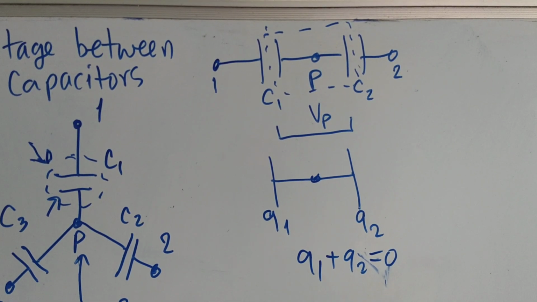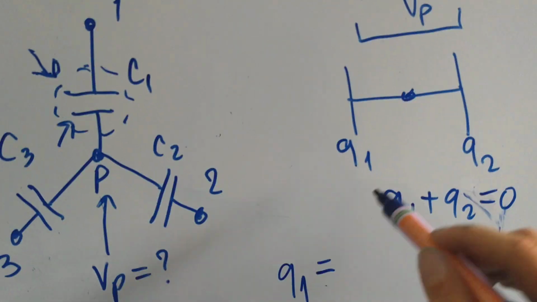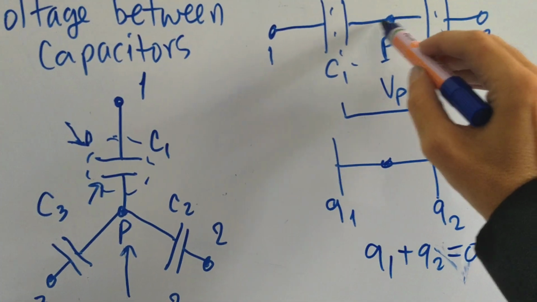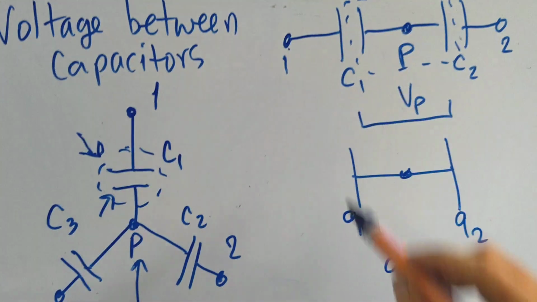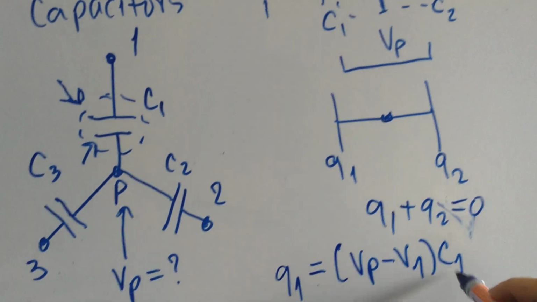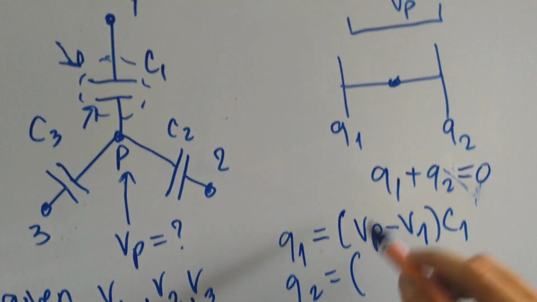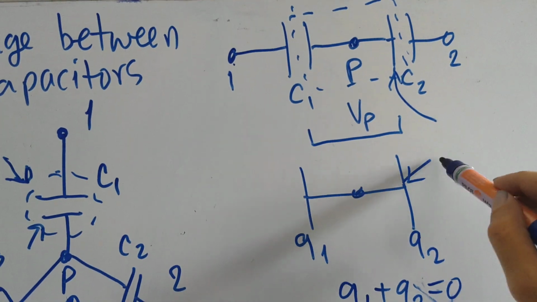Okay? Right, so let's calculate now Q1. Q1, I use my convention. I start with P, VP, and subtract V1. VP minus V1 times C1. And Q2 is, again, I want Q2 is this plate here. This is Q2.